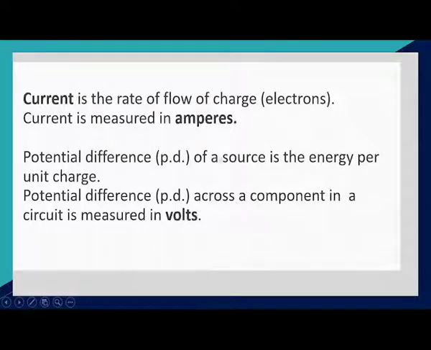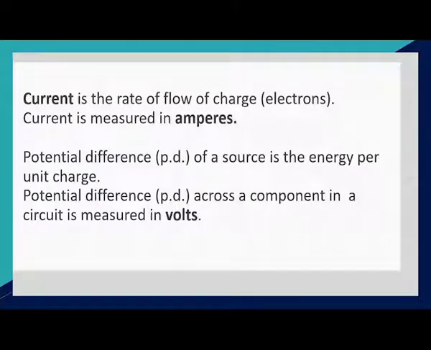Potential difference of a source we define as the energy per unit charge. It is the energy that is given to the charges so that those charges start moving. If the charges do not have energy, they will not be able to move. So when we are talking about potential difference, we are talking about energy that is given to the charges so that they will be able to move around the circuit, and it's measured in volts.